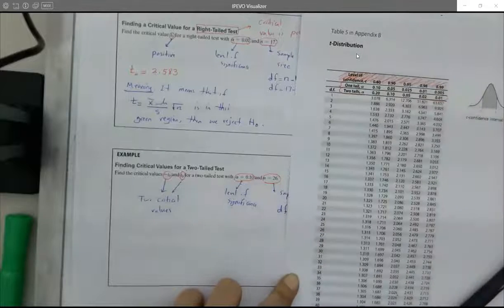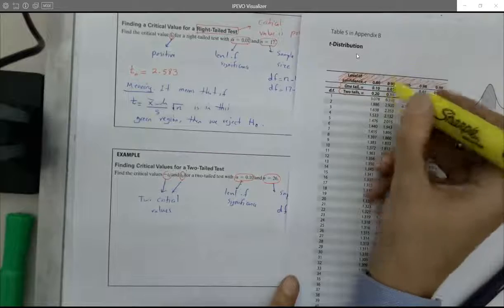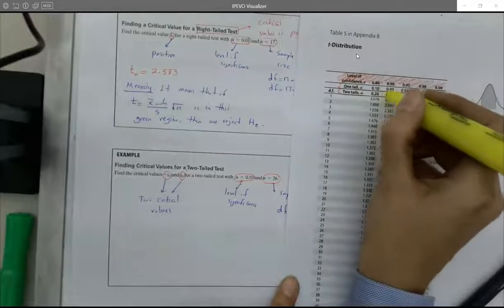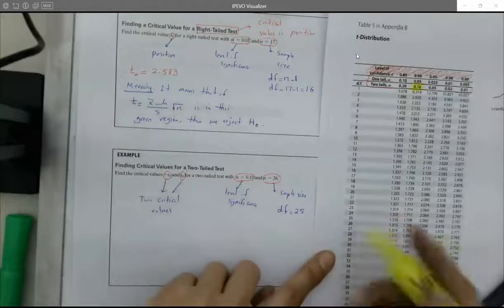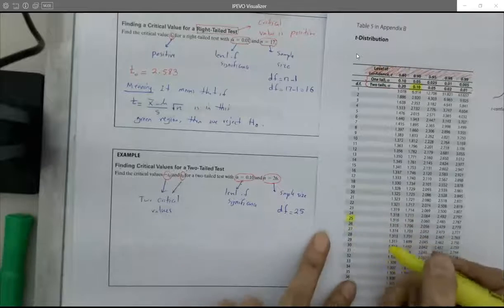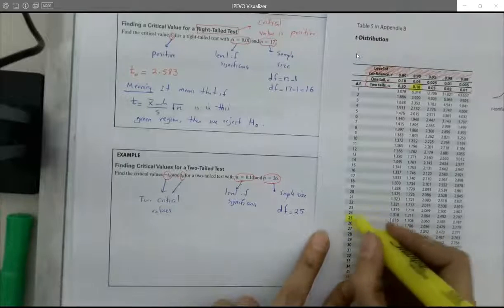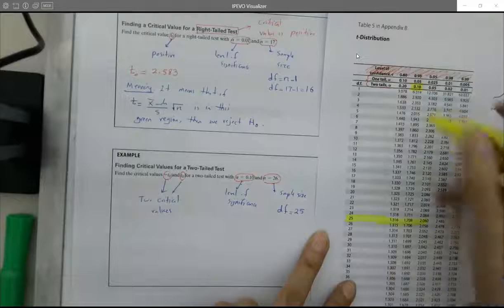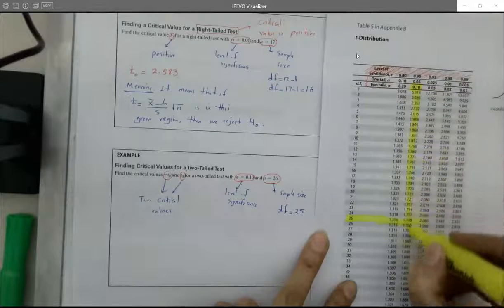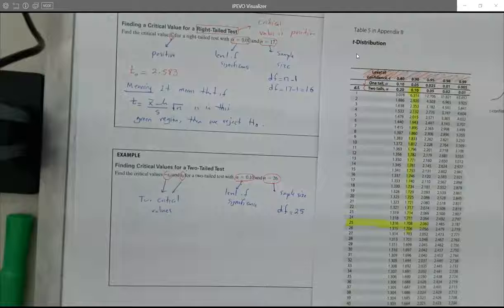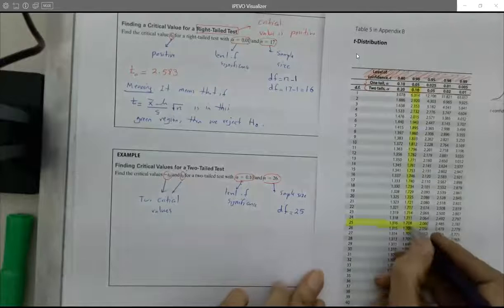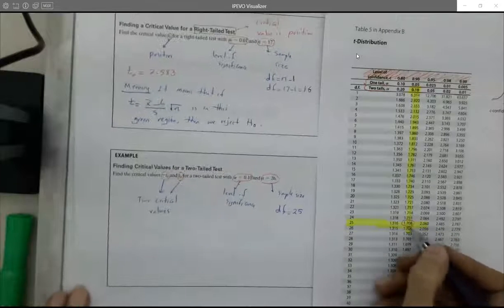10% is just right here. Okay, let me just highlight this. 10%, and the degrees of freedom is 25. Let us find the intersection between them. It gives us 1.708. Okay, this is positive.